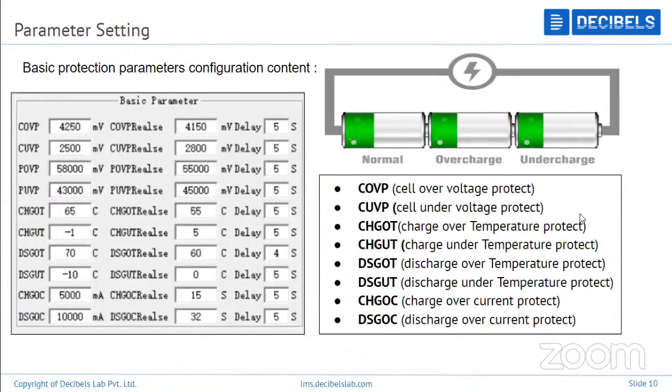Under voltage, that's under a certain value. Then what is the max discharge the cell can do. Then you have over temperature protection, under temperature protection, discharge over temperature, and discharge under temperature. Then you have over current protection while discharging and also while charging, right?